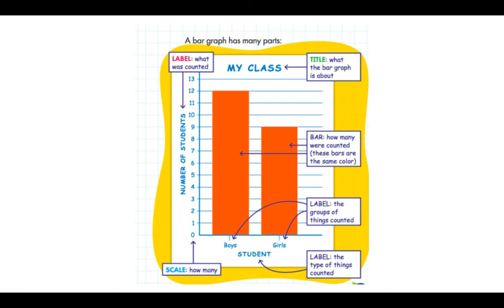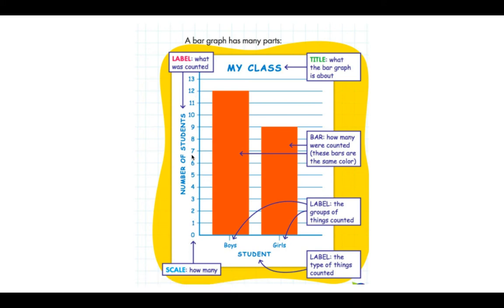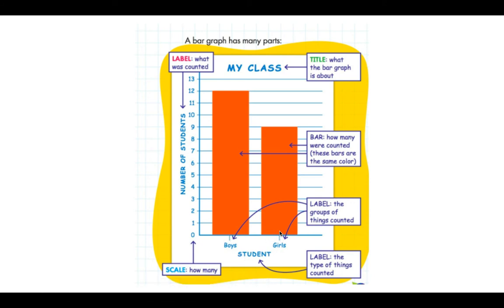A bar graph has many parts. First are my axes. So I have my vertical axis here that has the scale, which tells how many votes or students or whatever I'm working with. That's the number here. And I also have a label telling my reader what this number means. On my horizontal axis, I have another label telling the reader what these bars are going to be.